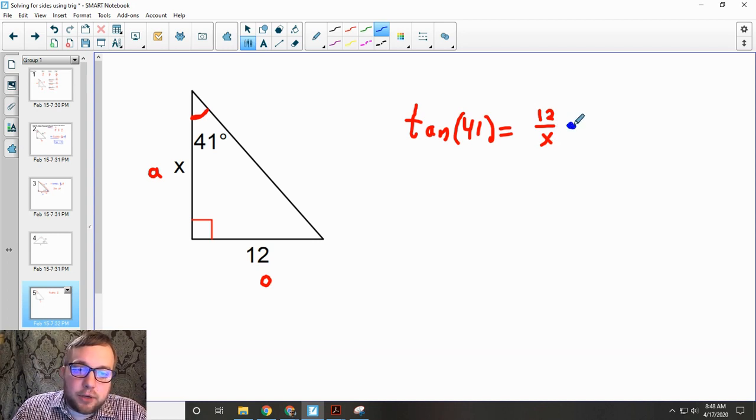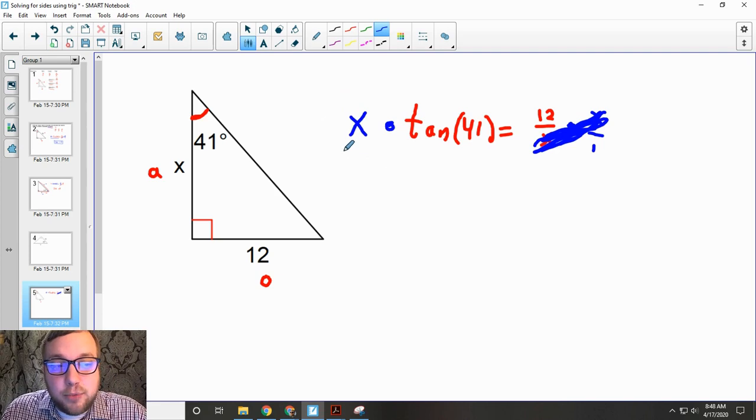So the first move I'm going to do is multiply by X, or X over 1. What this does is it gets rid of the X down here, and now I'm left with 12 over here, but now notice my X is in the numerator. It's actually X over 1, but it's in the numerator spot. It's no longer in the denominator. When your variable's in the numerator, you'll be good. Now, X isn't by itself, so I want to get rid of tangent of 41.